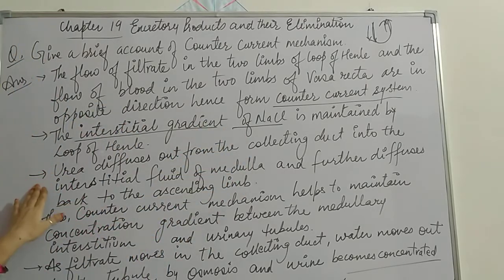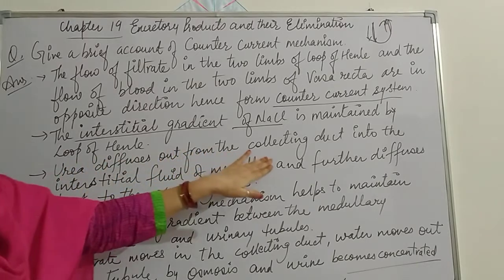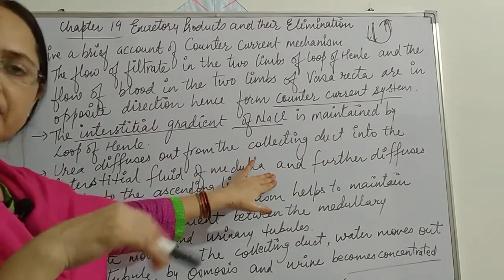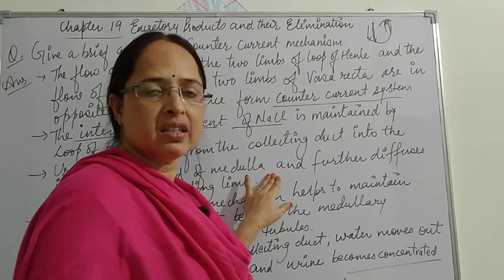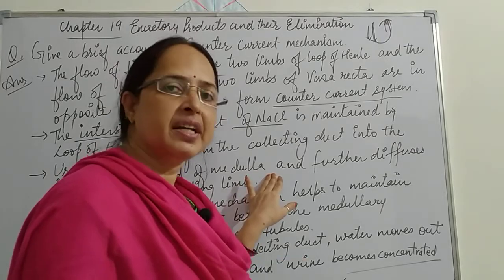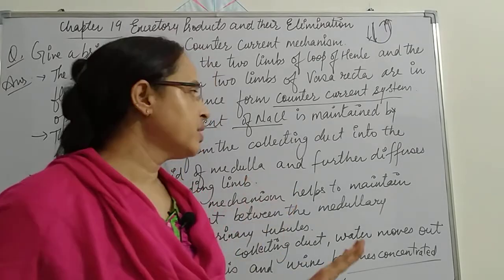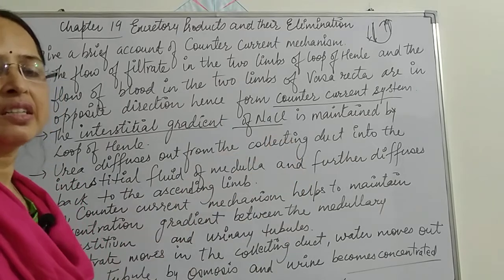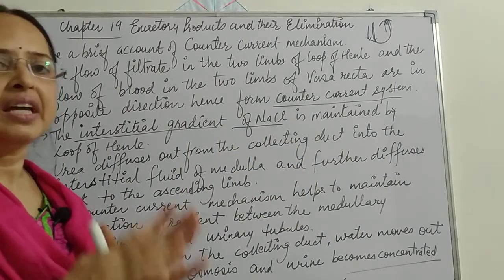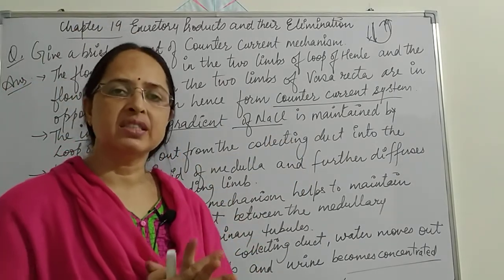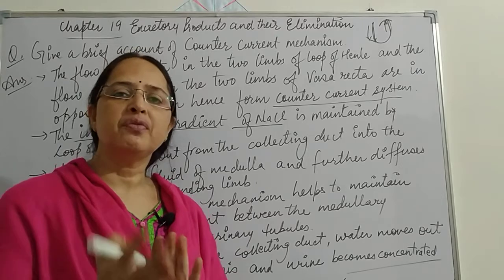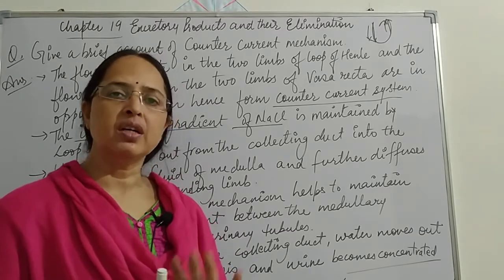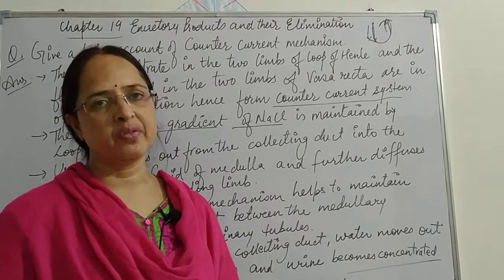The next point is that urea diffuses out from the collecting duct. The filtrate enters the collecting duct, and this collecting duct contains urea. This urea from the collecting duct enters the interstitial fluid, or the cells, and from there it further enters the ascending limb of the loop of Henle.